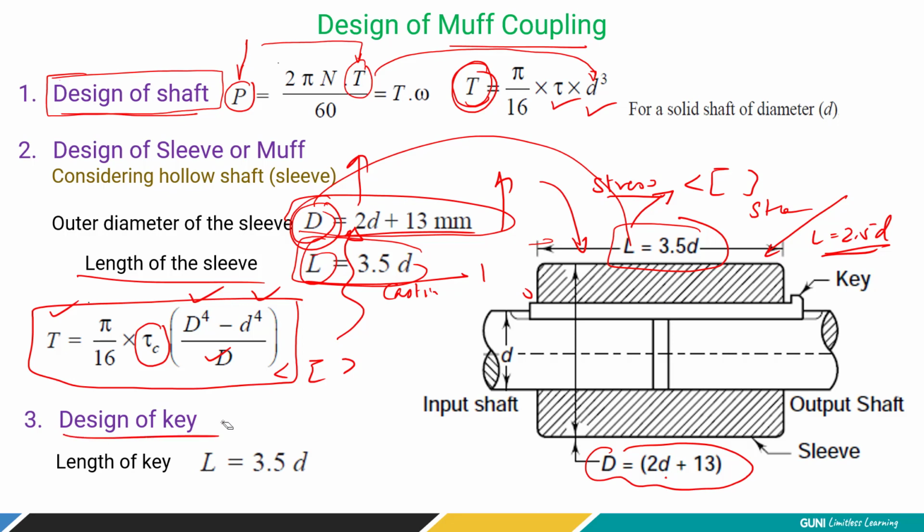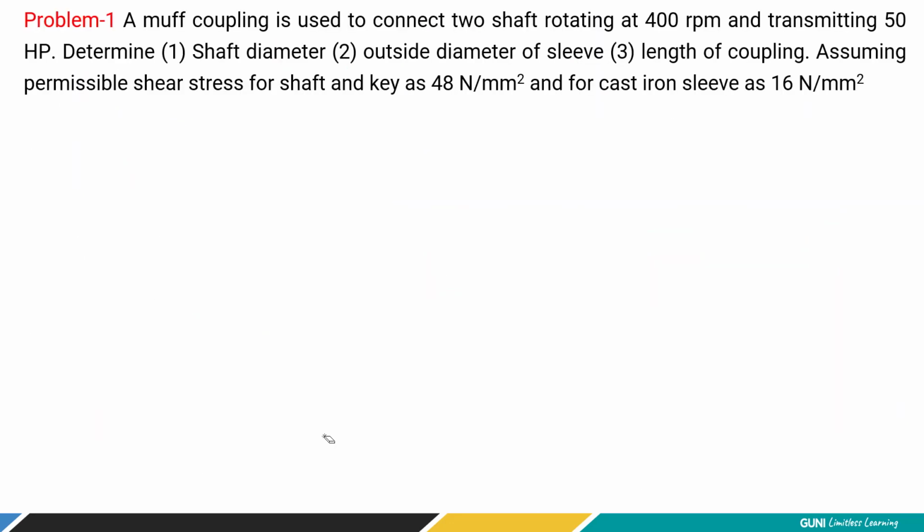Now the third part is to find the design of the key. You already know the design of the shaft and key and its fundamentals; we have already covered them with numericals. Now let's try to solve two numericals and understand the concept of the design of the muff coupling. So keep your calculator ready. I am going to ask the questions, and you have to provide solutions.